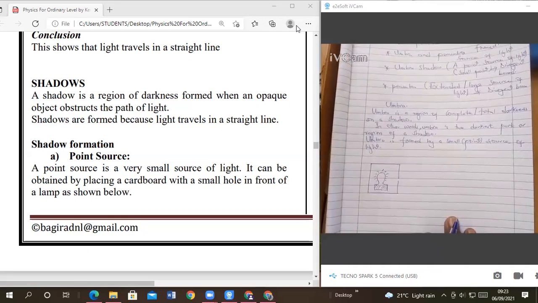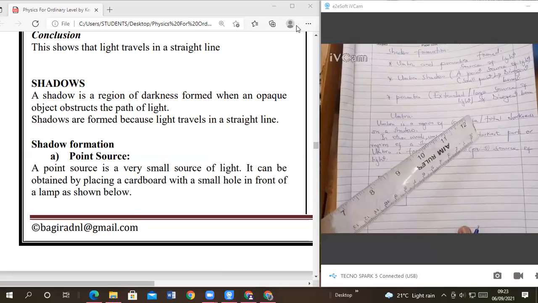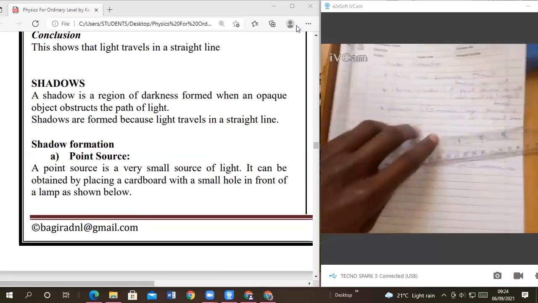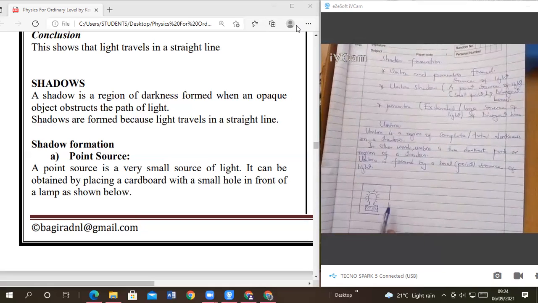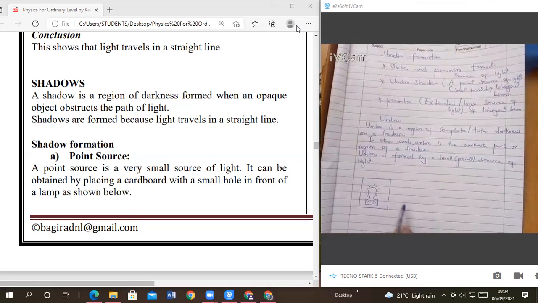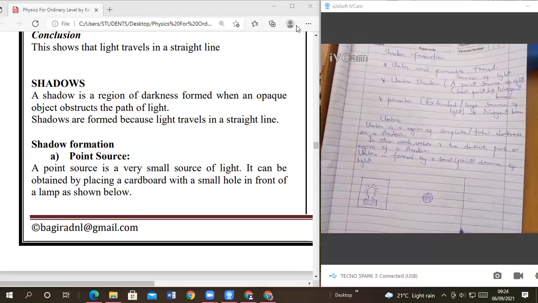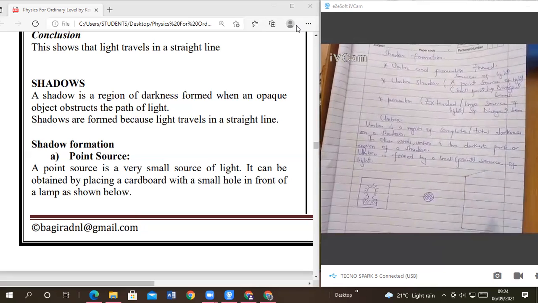So light rays. The opaque object must be in a straight line with the hole. With the what? With the hole. So you draw the opaque object there. This is our opaque. Then we can have a screen there.